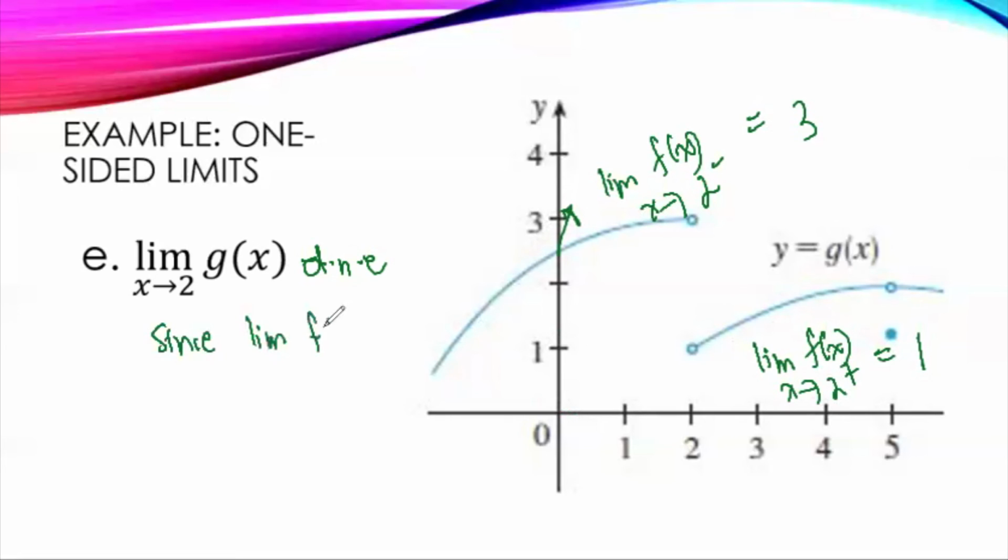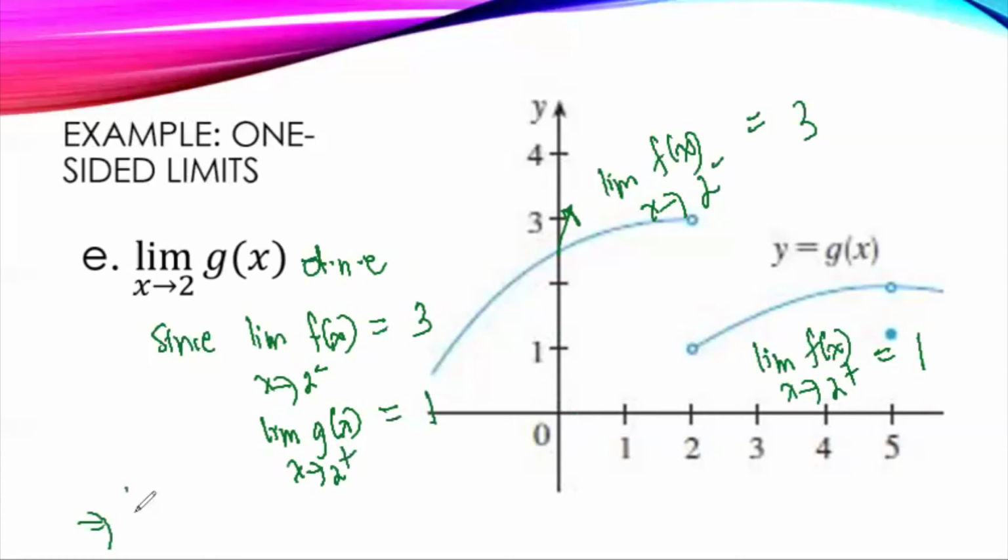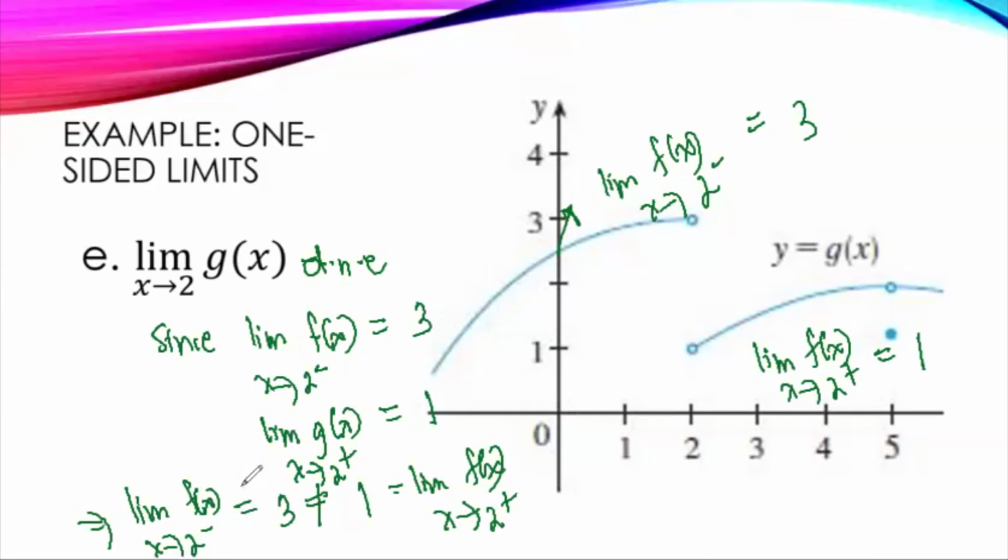Limit of f of x as x approaches 2 from the left is 3. Limit of g of x as x approaches 2 from the right is equal to 1, which means that the limit from the left, which is 3, is not equal to 1, which is the limit from the right. Take note that the left limit is 3, which is not equal to 1. Therefore, the limit does not exist.